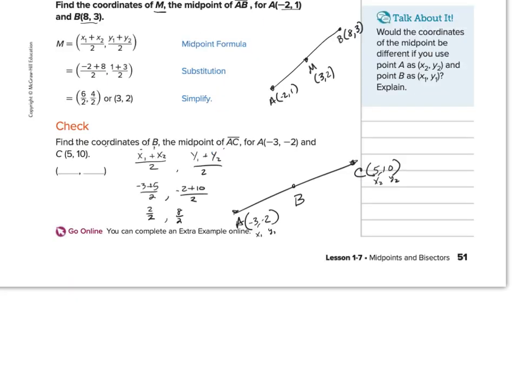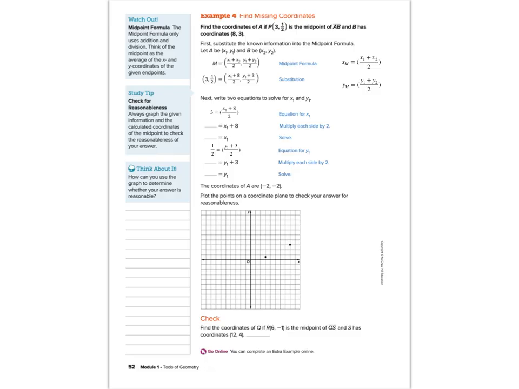So using my coordinates, x1 plus x2 divided by 2, y1 plus y2 divided by 2, substitute in my values, and I came up with 2/2, or also known as 1, 8/2, also known as 4. So there's my coordinates. B should be 1, 4, which is my midpoint, 1, 4. So let's see, moving on to another couple of examples.